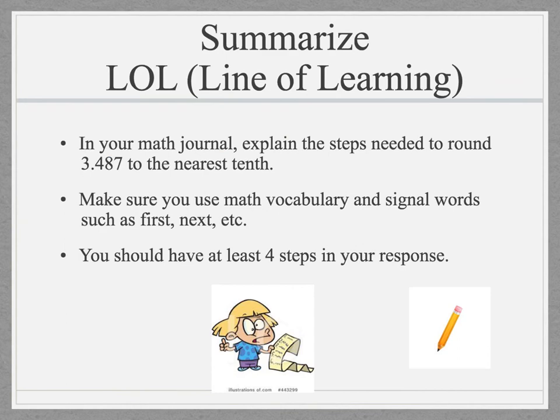Now it's time to summarize with our line of learning. In your math journal, explain the steps needed to round 3 and 487 thousandths to the nearest tenth. Make sure you use math vocabulary and signal words such as first, next, things like that. You should have at least 4 steps in your response. You're kind of taking on the role of the teacher here, guys. Pretend you are teaching a younger student how to do this. Be very specific in your steps.